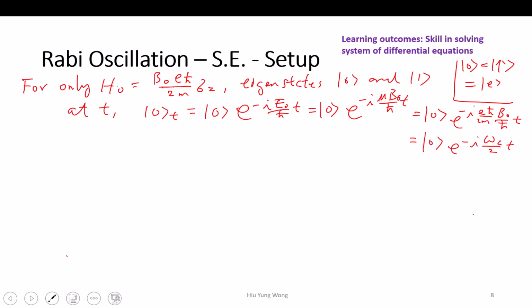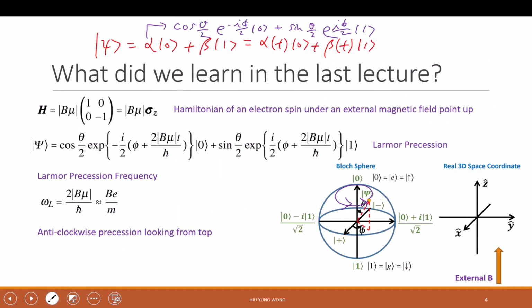Now, actually, this is very simple. You don't need to go here. You can even just use this equation. By looking at this, you see that as the time goes by, the phase of 0 increases by 2 mu B divided by 2.